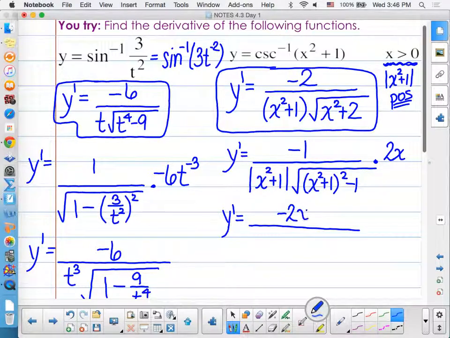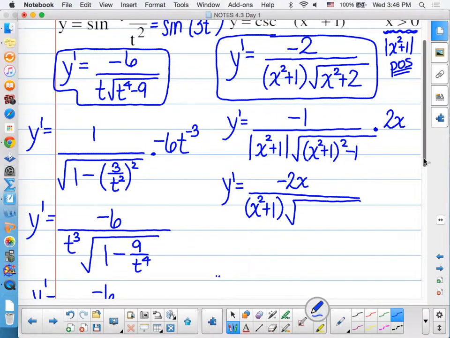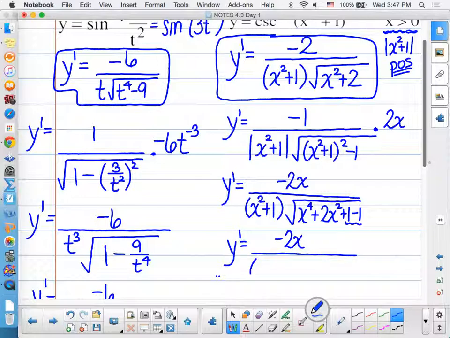So in the numerator I have a negative 2x. In the denominator then I have a factor of x squared plus 1. And under the square root sign, again, trying to do any work to see if we can factor anything out. So underneath there we have x to the 4th plus 2x squared plus 1 minus 1. Again, that plus 1 minus 1 really zeroes out. So I'm looking at taking the negative 2x factor up here, the x squared plus 1.